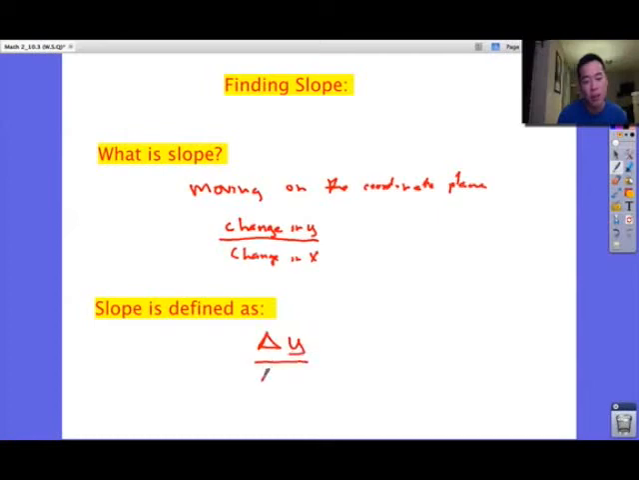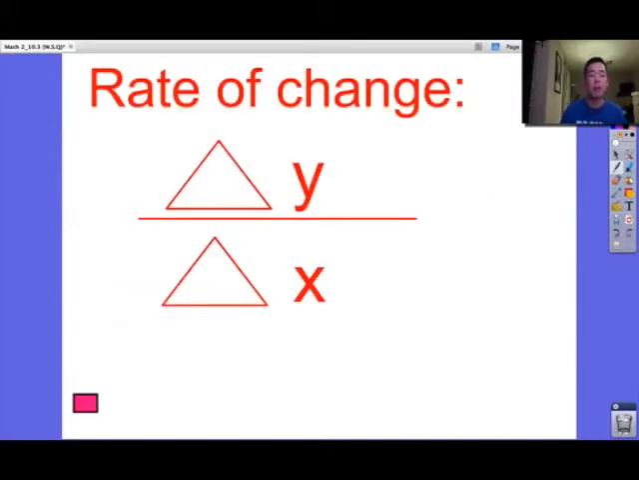Delta y over delta x, and this little symbol right here just means delta. It's the Greek symbol for change. So its slope is defined as the change in y over the change in x. Here's a little better slide for you to remember.